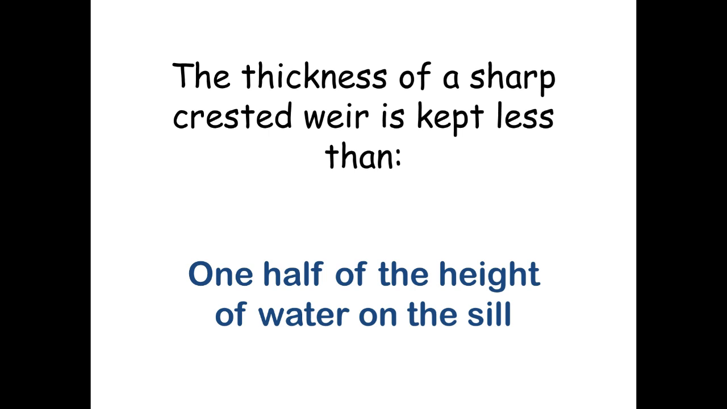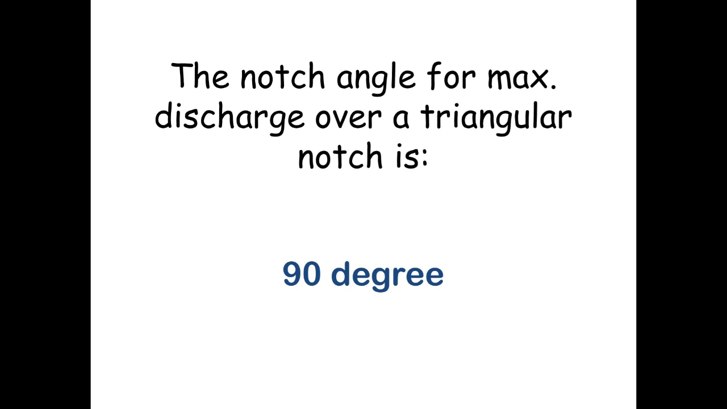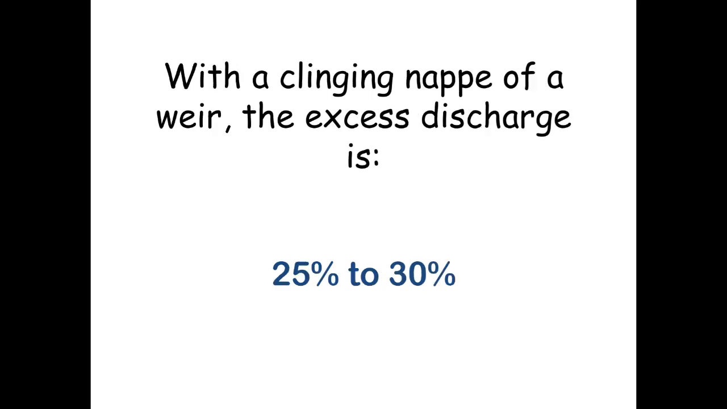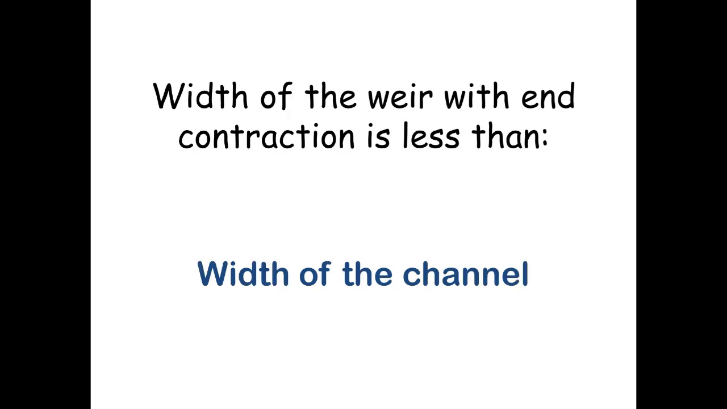The thickness of a sharp crested wire is kept less than one half of the height of water on the seal. The notch angle for maximum discharge over a triangular notch is 90 degree. With a clinging nape of a wire, the excess discharge is 25% to 30%. Width of the wire within contraction is less than width of the channel.